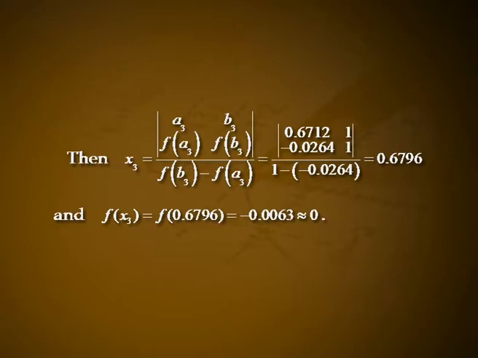Step 4. Since f(0.6712) × f(0.6364) > 0, a root lies between 0.6712 and 1, and hence we set a3 = x2 = 0.6712, and b3 = b1 = 1. Then x3 = determinant |a3 b3; f(a3) f(b3)| divided by f(b3) - f(a3), that is equal to determinant |0.6712 1; -0.0264 1| divided by 1 - (-0.0264), that is equal to 0.6796, and f(x3) = f(0.6796), that is equal to -0.0063, which is approximately 0.